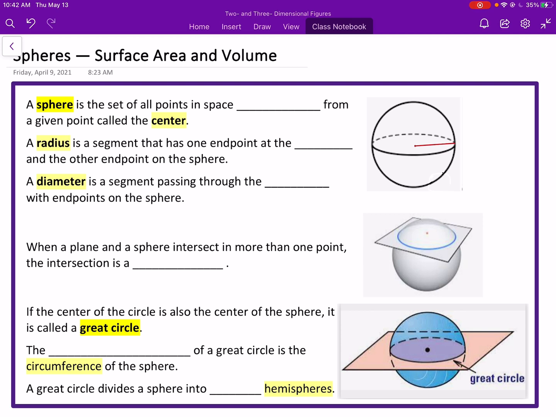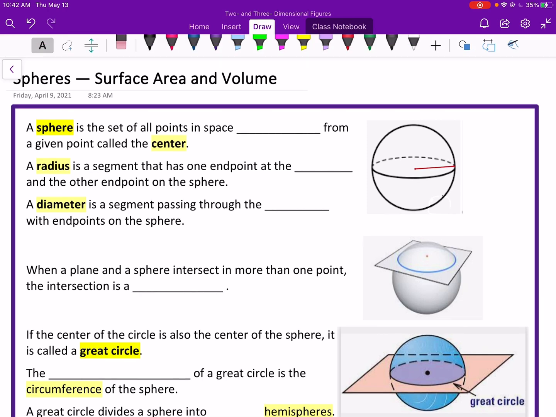We had these guided notes where you could just fill in the blanks. I thought it'd make it a little bit easier because our terminology is slightly different on this one. So first of all, a sphere is the set of all points in space equidistant from a given point called the center. Kind of like the definition of a circle. A circle was the set of all points equidistant in a plane from a point called the center. Well, a sphere, they're equidistant in all directions, in three-dimensional space.